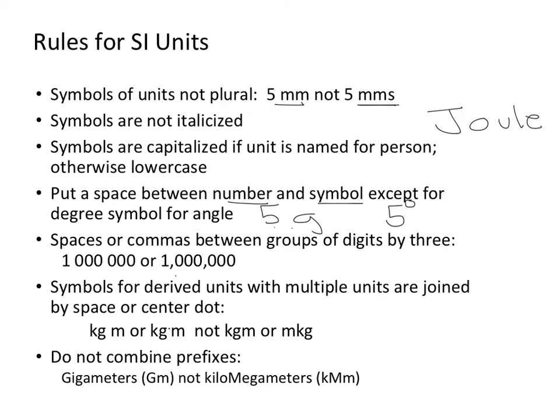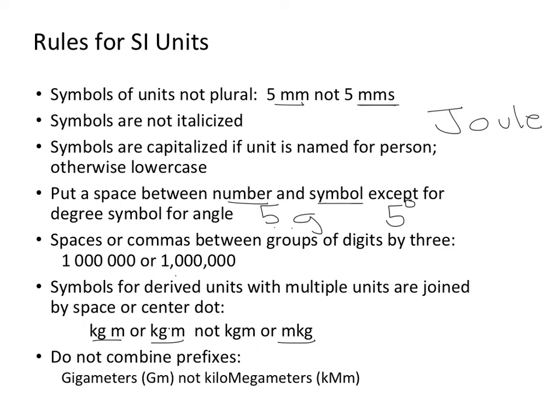Symbols that are derived units with multiple units are joined together by a space or a center dot. So like kilogram meters would be a kilogram dot meter, not kgm or mkg. And the reason being, this gets confusing on whether you have a prefix or a unit, so you should put a dot between it or a space.